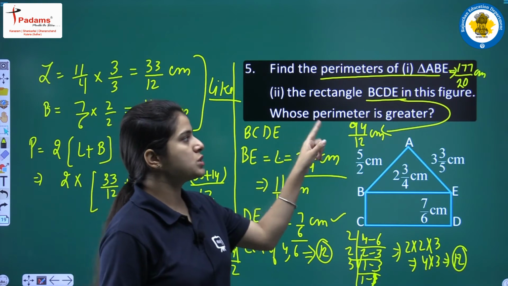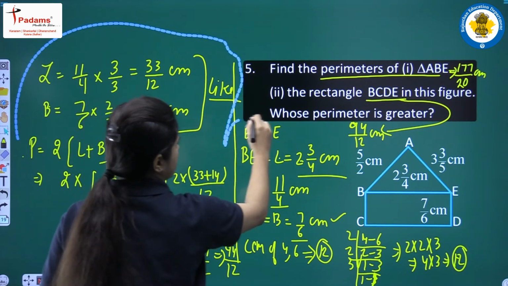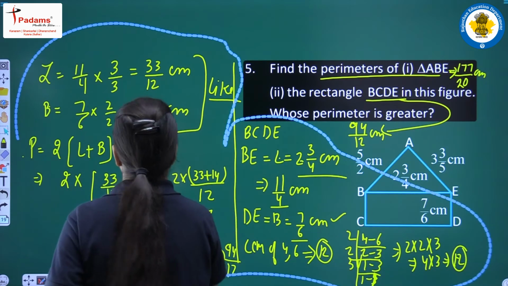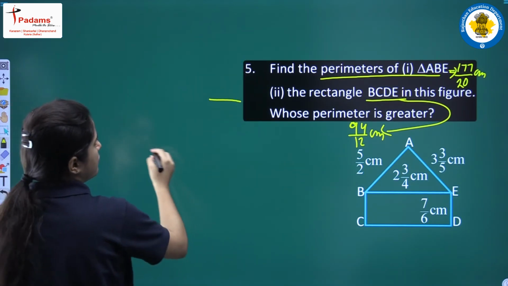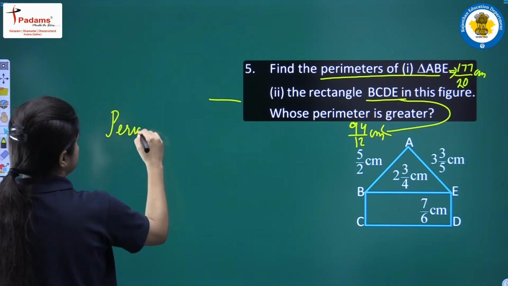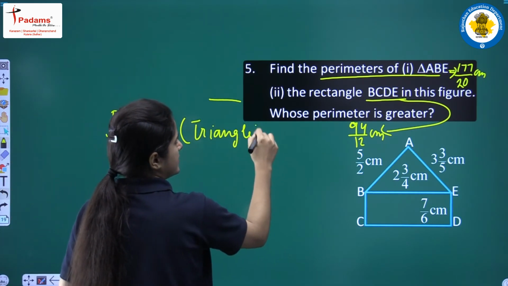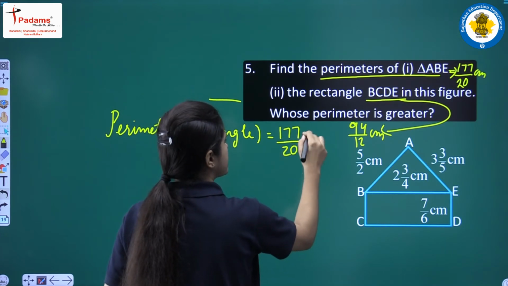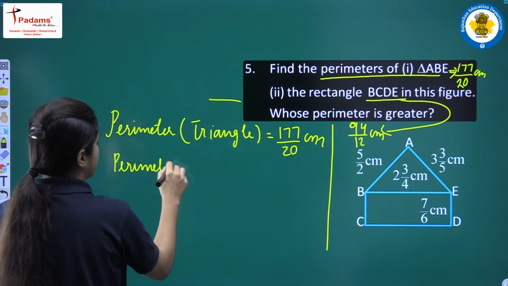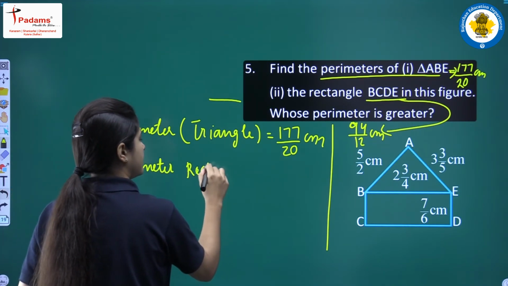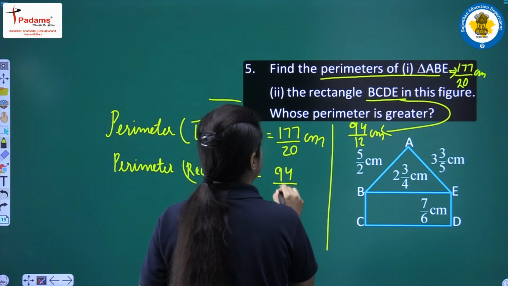Now we have to tell whose perimeter is greater. Okay, whose perimeter is the greater. In this, students, we are given that the perimeter of the triangle is equal to 177 upon 20 centimeter, okay, and the perimeter of the rectangle is equal to 94 upon 12 centimeter.